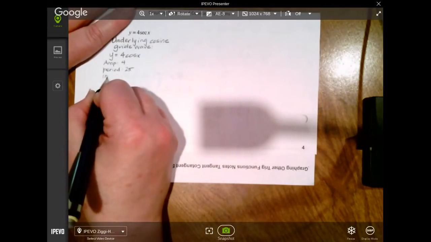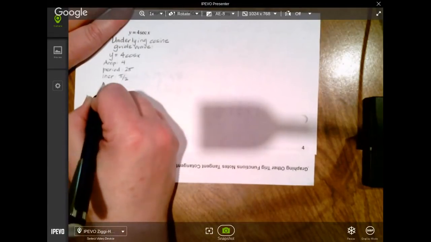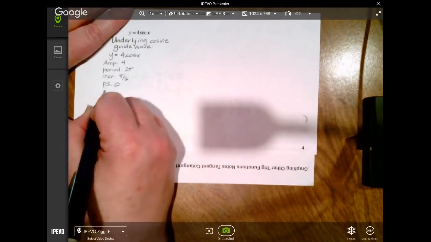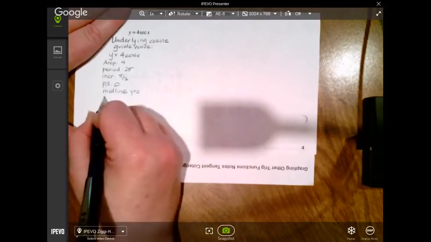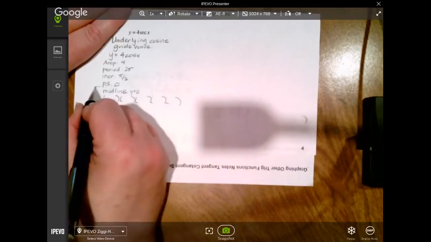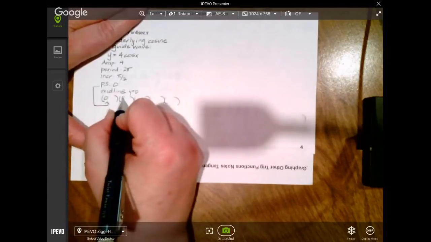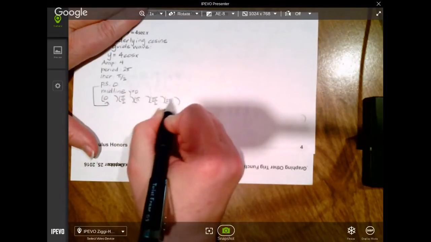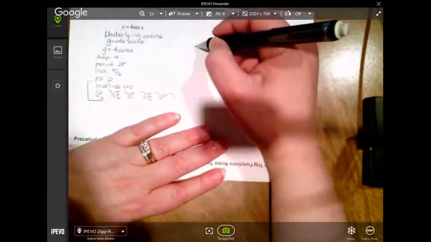It has an increment, which is the period over 4, which is 2 pi over 4, which is pi over 2. It has a phase shift. Well, wait, oops, it doesn't have a phase shift, so it's 0. It has a midline of y equals 0. And then we have 5 critical points, just like we do graphing all of our sine and cosines from before. And we're going to start at the phase shift of 0. And then we're going to add an increment and go to pi over 2, add another increment, pi, another increment, 3 pi over 2, and then 2 pi. Okay? So let's graph the cosine.